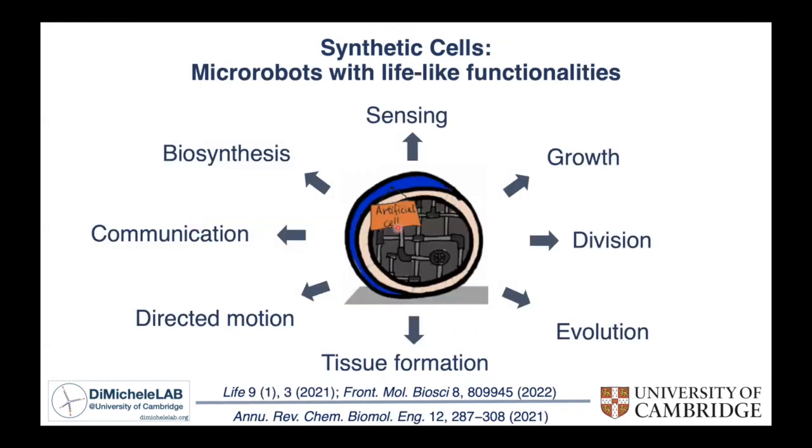The kind of behaviors that we aim to implement in these synthetic cells can be many, depending on what exactly you want to do with your synthetic cell. You can aim to sense and detect biomarkers. You can aim to engineer communication with other synthetic cells or with biological cells. You can engineer these devices to produce things like nucleic acids or peptides. You can engineer them to move around, for example, following a concentration gradient, and even to grow, divide, and perhaps in the future also evolve.